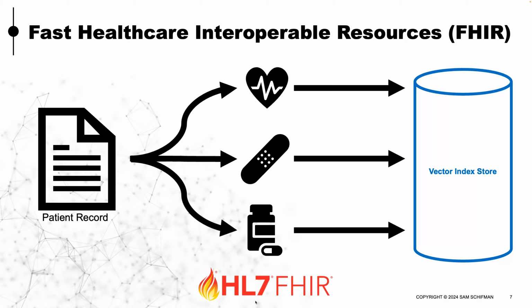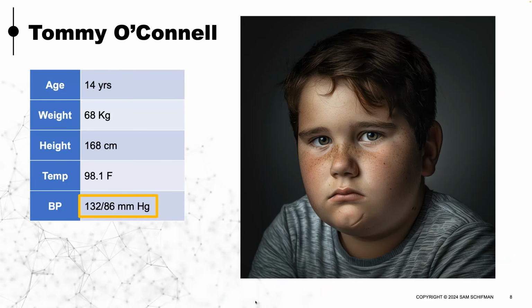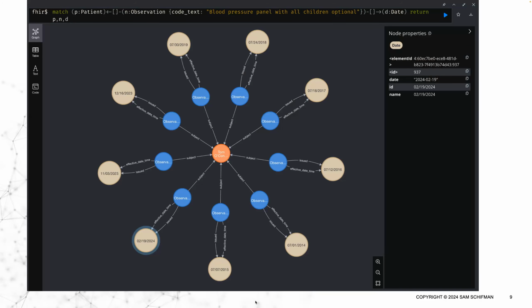Today I'd like to talk to you a little bit about Tommy. Tommy recently came into his pediatrician office with an elevated blood pressure. Now, when you're looking at blood pressure, it's important not just to look at the current reading. You need to think about what the previous readings are. And Tommy's data has a bunch of previous readings. All these observations here are the observations of Tommy's blood pressure.